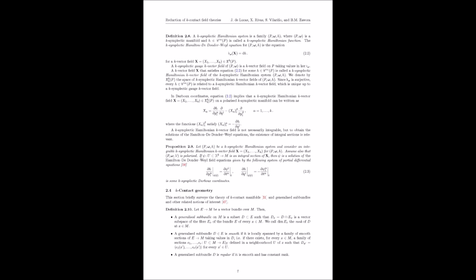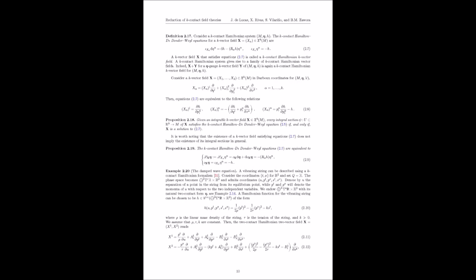Right, a k-symplectic Hamiltonian system. It's a triplet, P, ω, H. P is our k-symplectic manifold, ω is the form, and H is a smooth function on P, the Hamiltonian. Often it represents energy. So we have the phase space, (P, ω), and the energy landscape, H. How does the system evolve? Through the k-symplectic Hamilton–De Donder–Weyl equation.